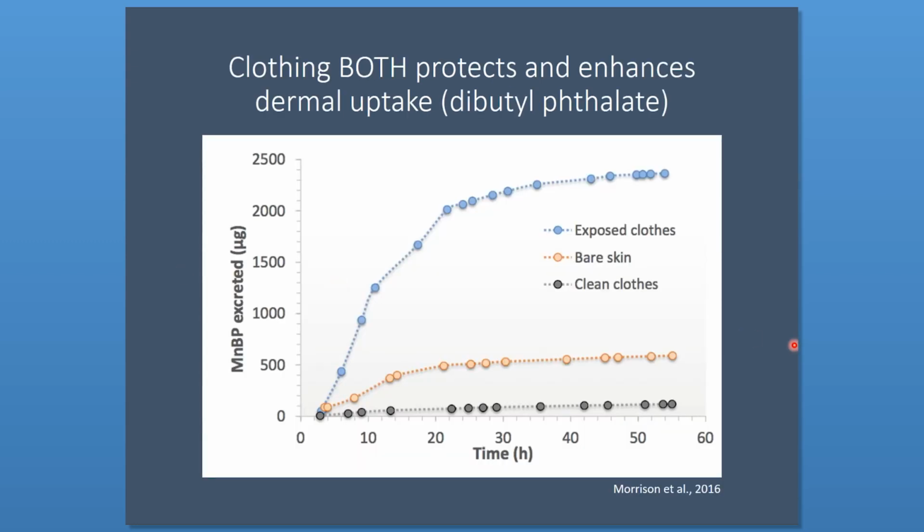So this is the result from that experiment. This orange line here is the bare skin result that I showed you earlier for an individual, so we can compare the clothing results to the bare skin results. This grayish line, with circles and dotted line down here, represents the results for the clean clothes. The amount of this metabolite excreted is much, much lower if you're wearing clean clothes in that chamber. There's a slight rise here, and that was probably because that individual was not wearing gloves and was absorbing the chemical through their hands.